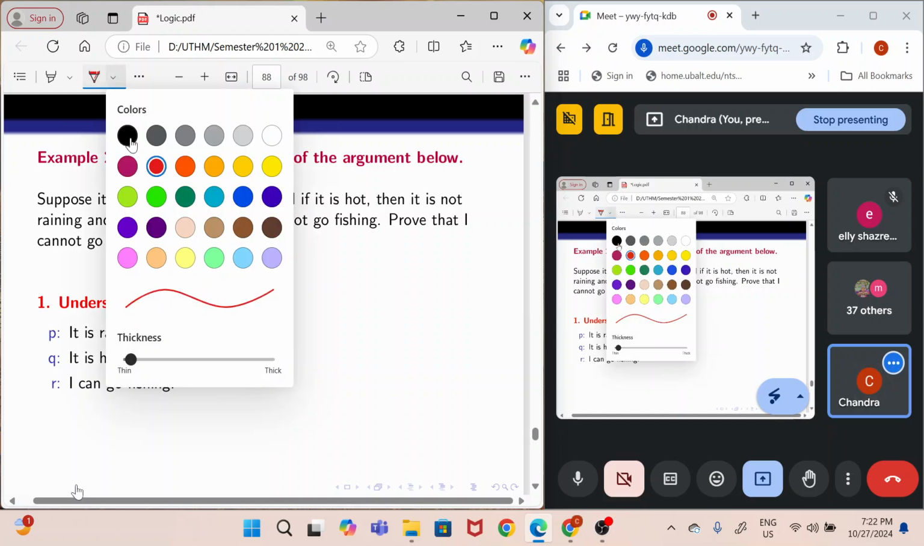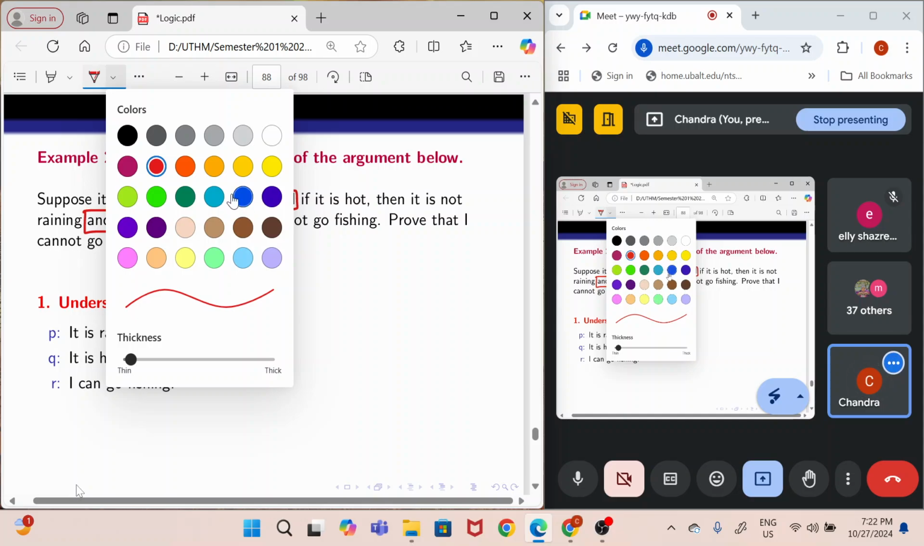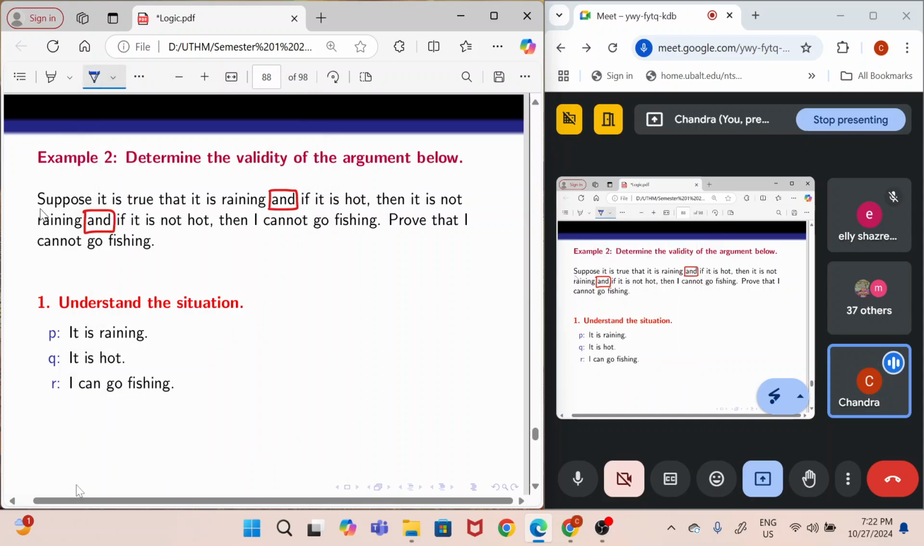Remember, the "and" is the breaking. Okay, the "and" is a mark for you to break to the next sentence. So there's an "and" here and there's another "and" here. The moment you see "and", you have to break to the next sentence. Okay, first, suppose it is raining. Okay, suppose it is true that it is raining. So raining is what? P. Okay, after that "and", we are going to write something down here.